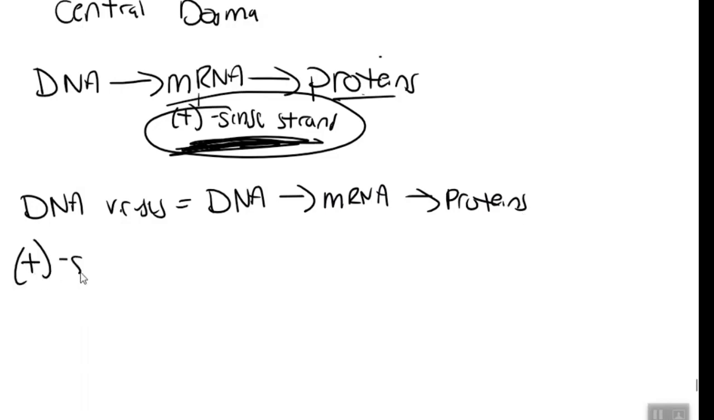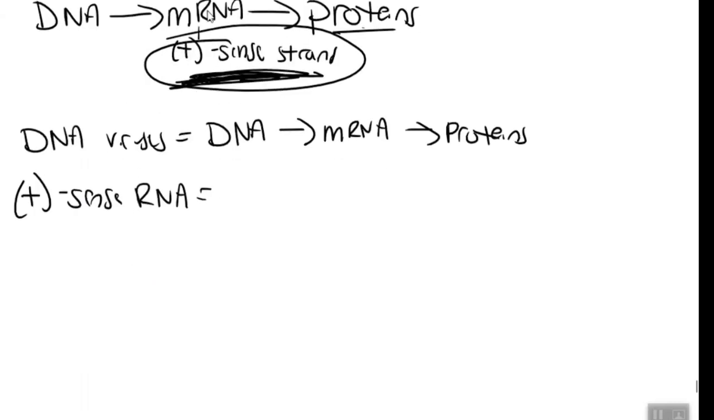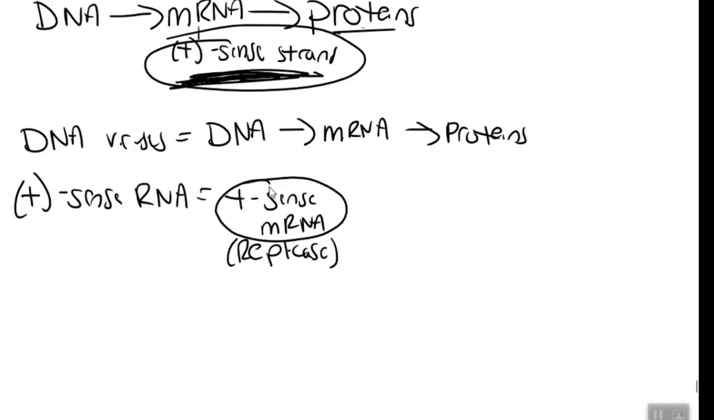The positive sense RNA viruses are also pretty simple. Because they already have positive sense mRNA, okay, they can use that replicase enzyme. They can make it right away. They can use it to make even more positive sense mRNA. And from there, they can make the proteins they need.